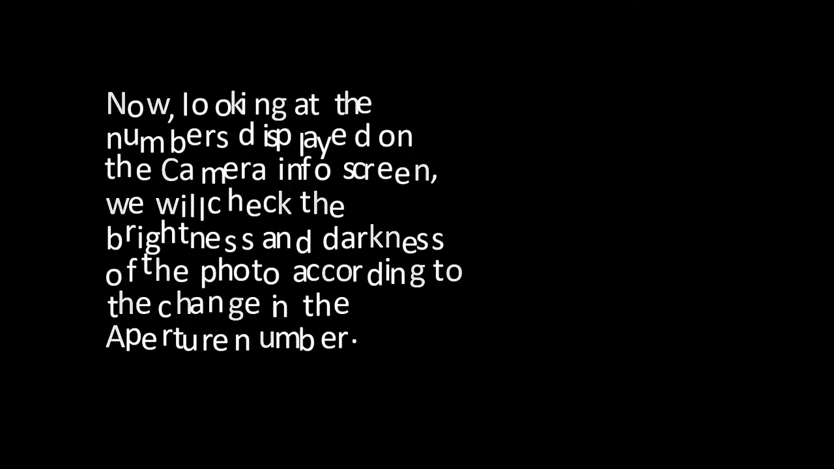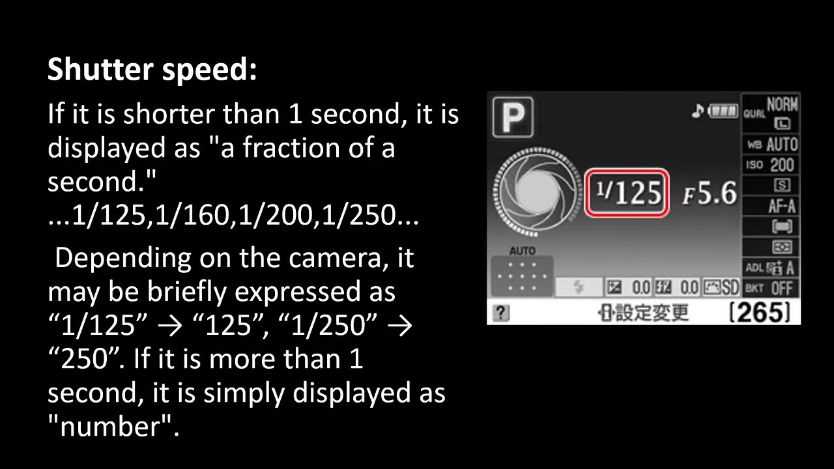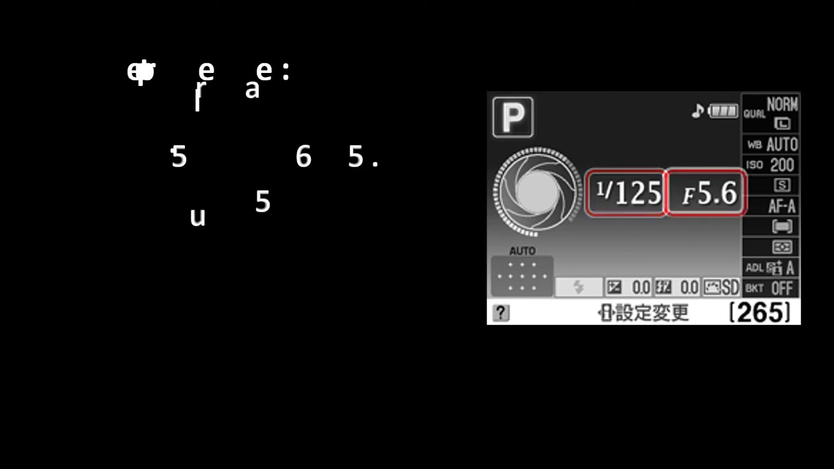Now, looking at the numbers displayed on the camera info screen, we will check the brightness and darkness of the photo according to the change in the aperture number. Shutter speed. If it is shorter than 1 second, it is displayed as a fraction of a second. 1/125, 1/160, 1/200, 1/250. Depending on the camera, it may be briefly expressed.